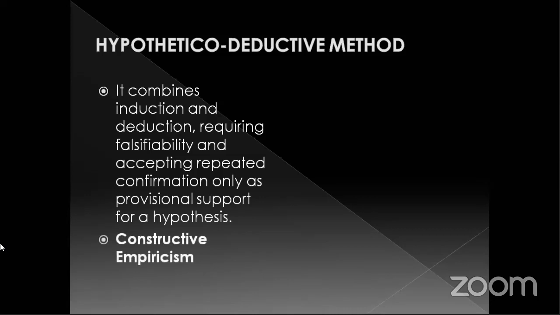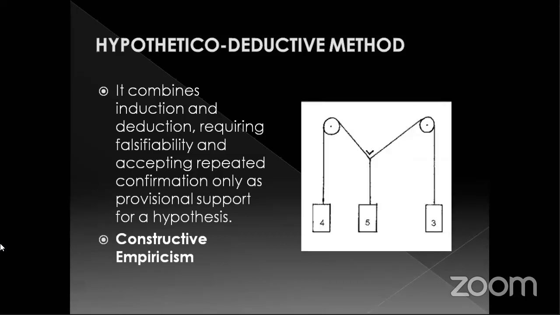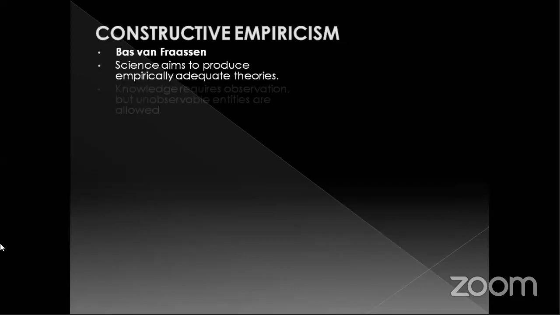So here it is known as constructive empiricism. It is a balance between empiricism and post-positivism. It combines both induction and deduction, and we need falsification and repeated confirmation, after you take it as a provisional hypothesis. Constructive empiricism is another very important area in the field of science.